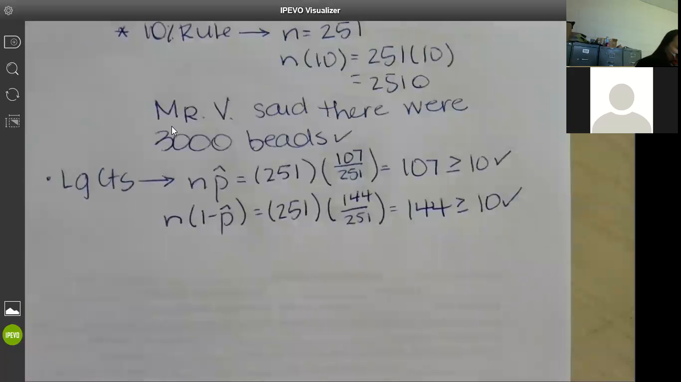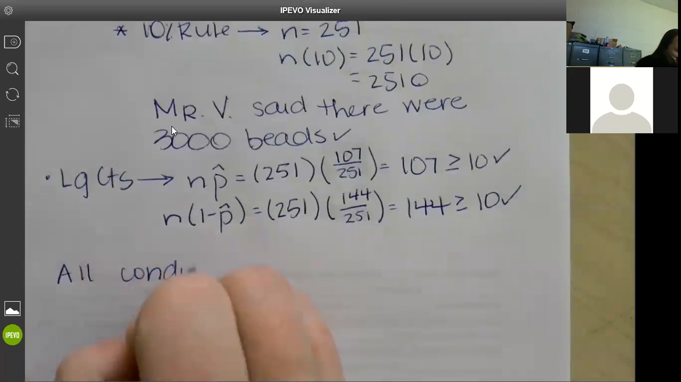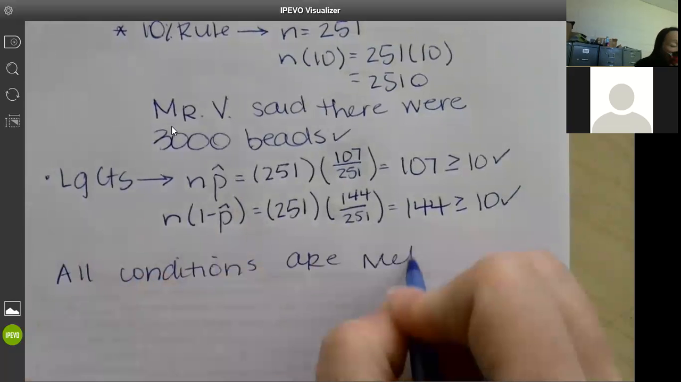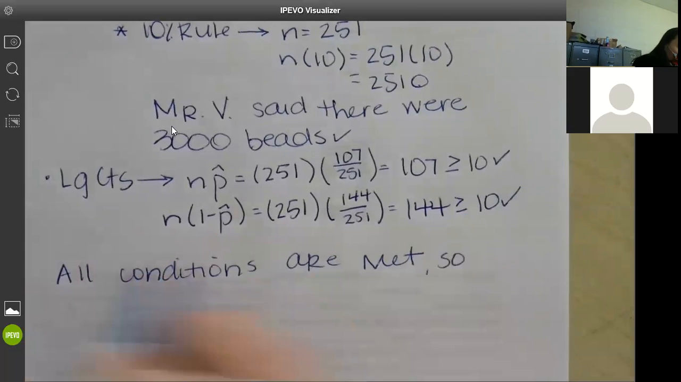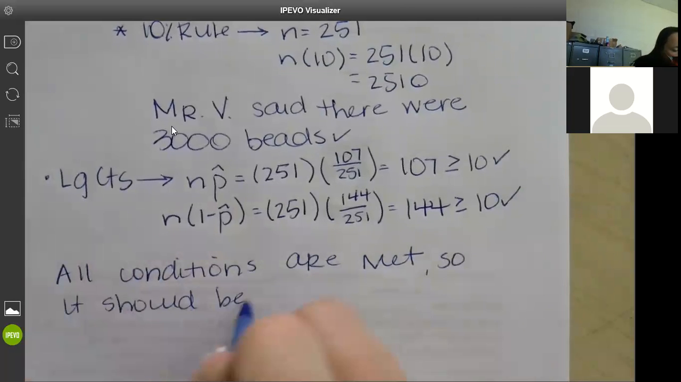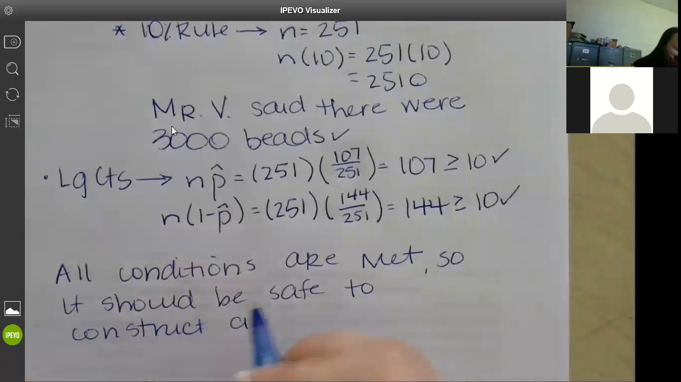So this is what this means. All conditions are met. You will be doing this on Albert at some point. There are a lot of questions on there that ask if they can construct a confidence interval, and this is exactly what you're going to follow. All conditions are met. So it should be safe to construct a confidence interval.